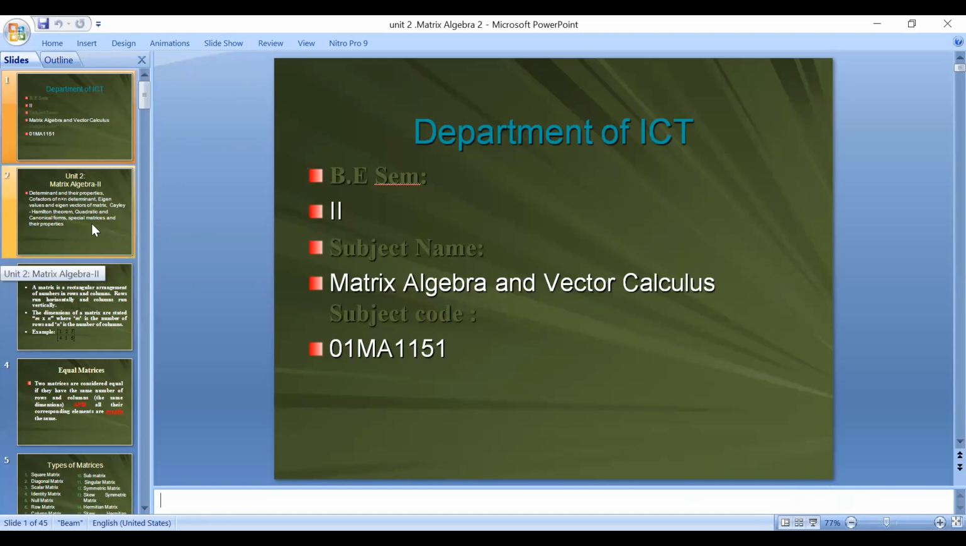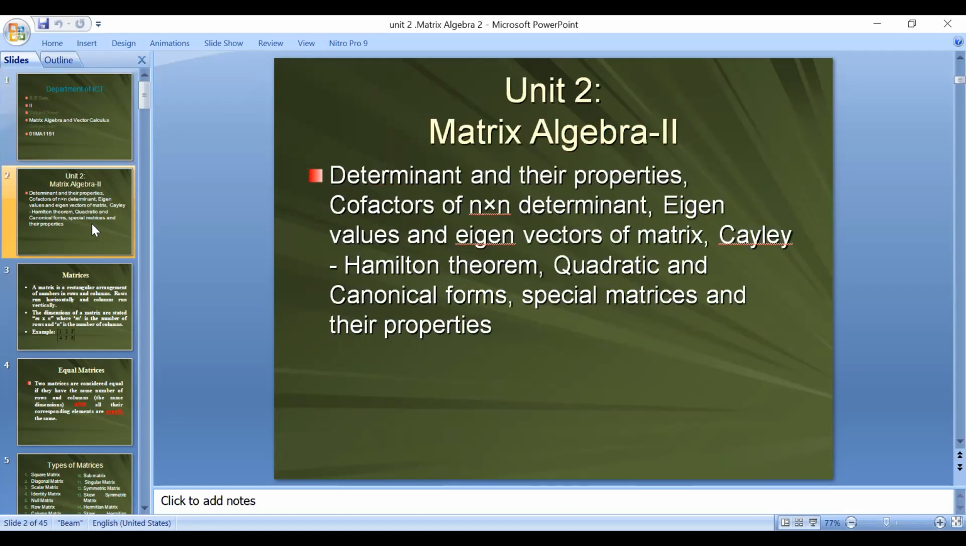So I was saying I will share the syllabus with you tomorrow during the lecture. Today we will directly start with matrices. This is your unit 2 syllabus. So this content we are going to cover in this unit.